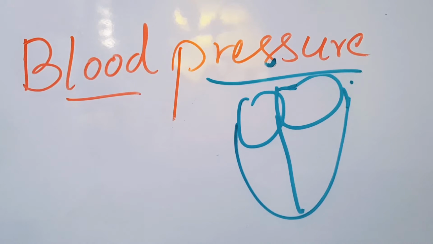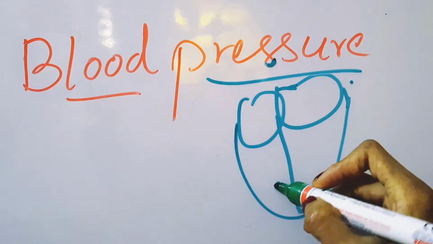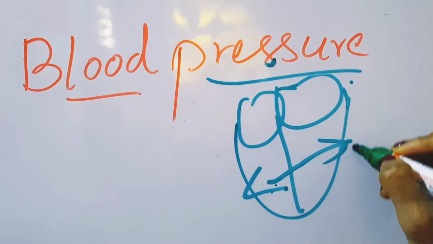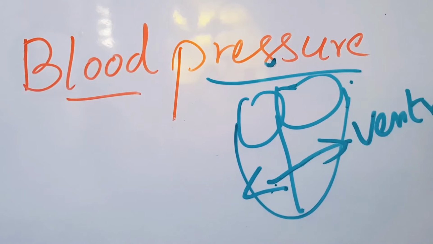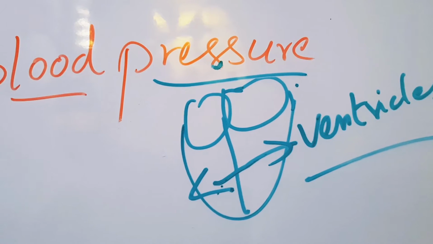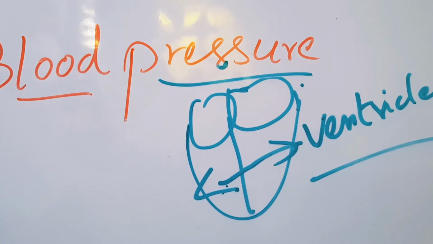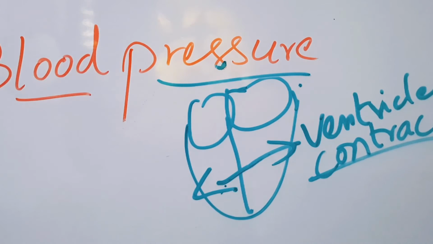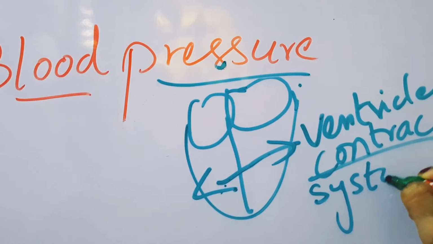Now the main thing: suppose this is the right ventricle and the left ventricle. These are the ventricles. When the ventricles contract, contraction means tightening, the opposite of relaxation, like squeezing, we call it systolic pressure.